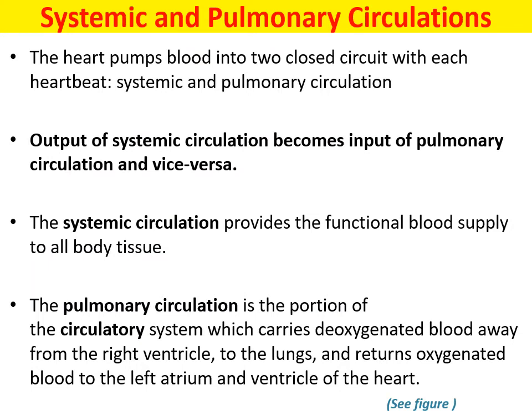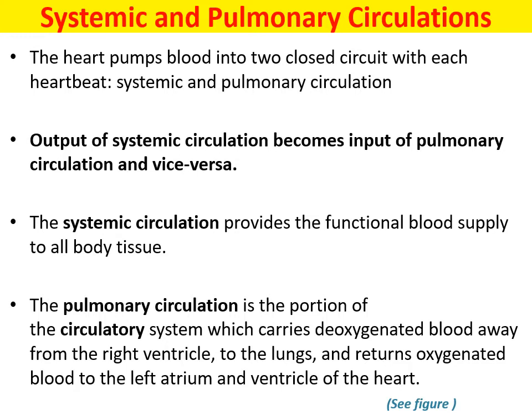Here the systemic and pulmonary circulation we'll discuss now. So the heart pumps blood into two closed circuits with each heartbeat. One goes into the systemic, another one goes into the pulmonary circulation. Whatever is the output of the systemic circulation becomes the input of the pulmonary circulation and vice versa. Whatever is the output of pulmonary circulation becomes the input for the systemic circulation. In a short while we will see it with diagrams.